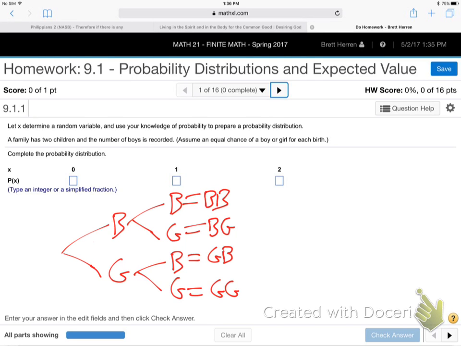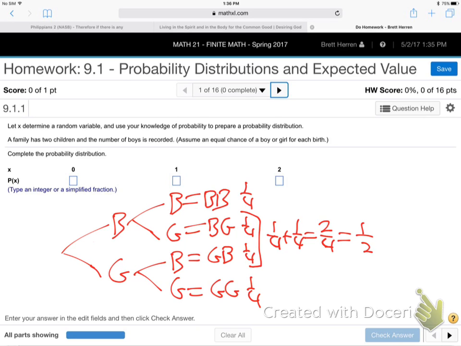So what's the chance you're going to have 2 boys? Like you said, it's 1/4. Each of these is a fourth. What's the chance of 2 girls? A fourth. What's the chance of having 1 boy, 1 girl? Well, you could add those up: a fourth plus a fourth, 2/4, or a half. So the chance you're going to have 1 of each is a half. The chance of 2 boys is a fourth. The chance of 2 girls is a fourth.